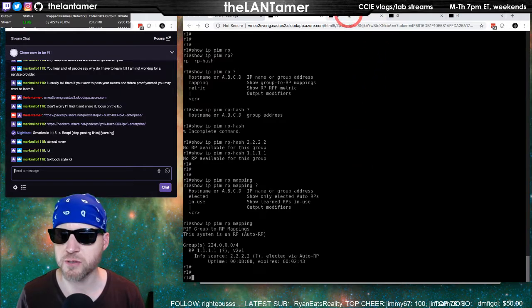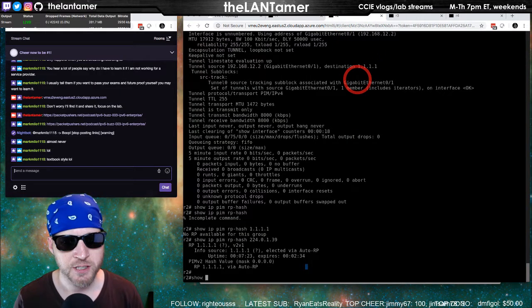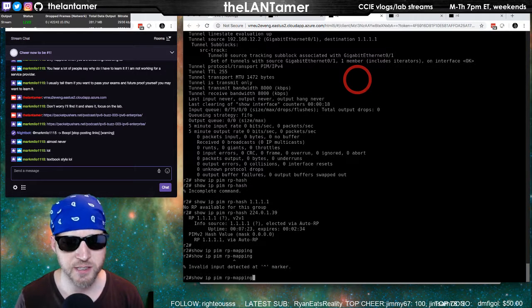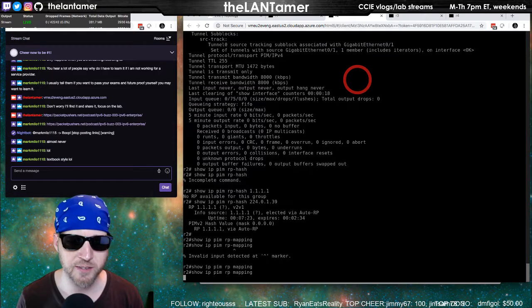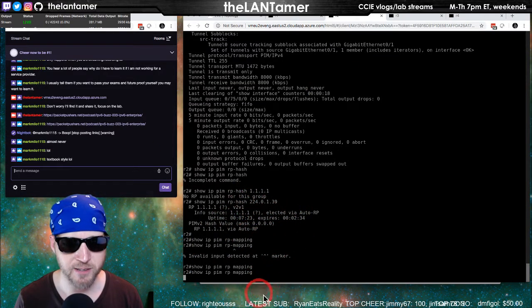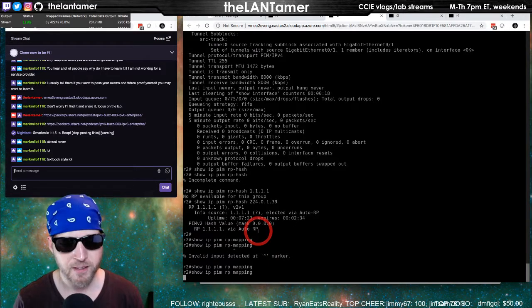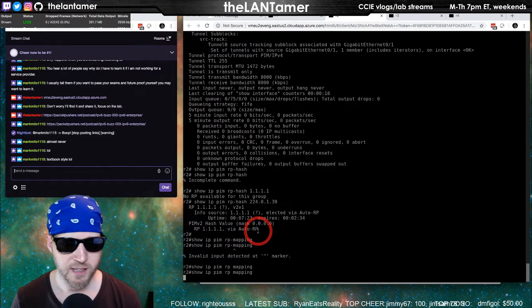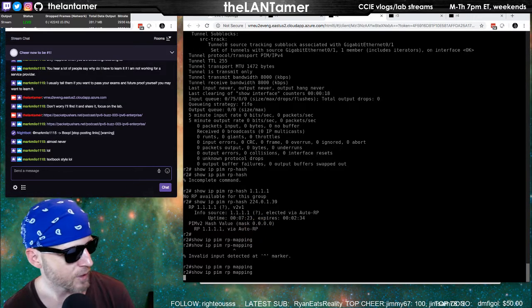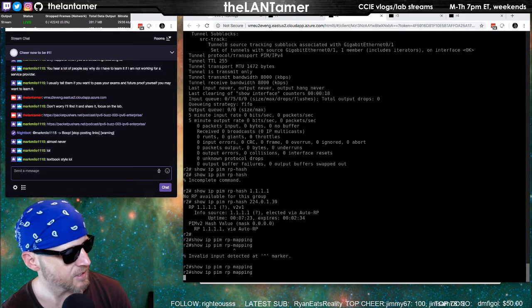Let's look at router 2. Show IP PIM RP mapping. Actually, I think I need a space. This is the thing, like when to use a space, when to use a hyphen. The bane of my existence right now. To hyphen or not to hyphen? To space or not to space? That is a question that we are asked frequently throughout our engineering lives.